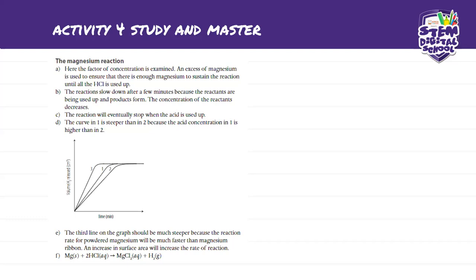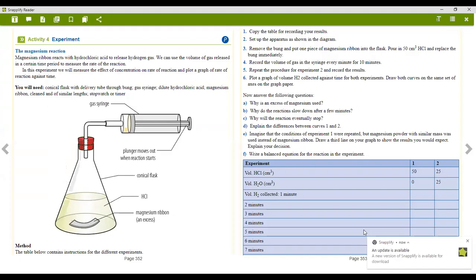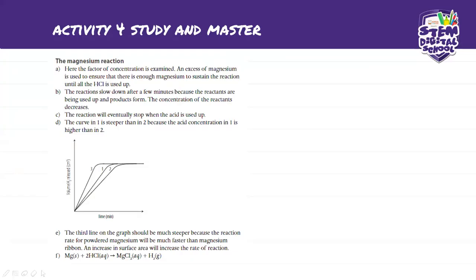So the concentration of the reactants slowly starts decreasing. I hope that makes sense. Then we move on to the next question, which asks, why will the reaction eventually stop? If you remember from what I've explained, the reaction starts at a fast rate, but slowly starts slowing down as the reactants get used up, and eventually it comes to a stop. And why is that? The reaction will eventually stop when the acid is completely used up. That means there is nothing more to react because all of our reactant is used up, which is our hydrochloric acid. So that is what they mean there.